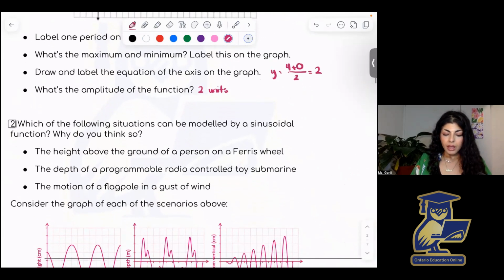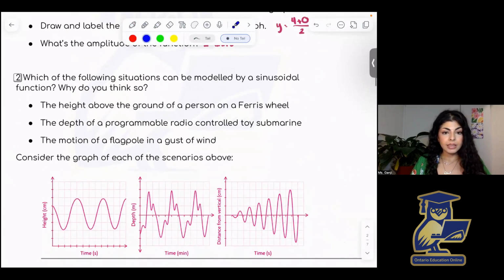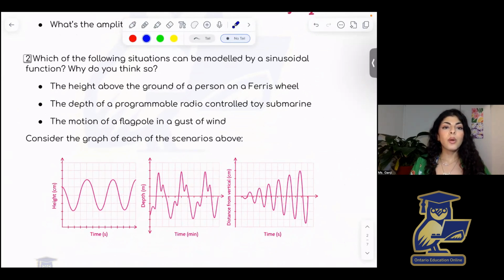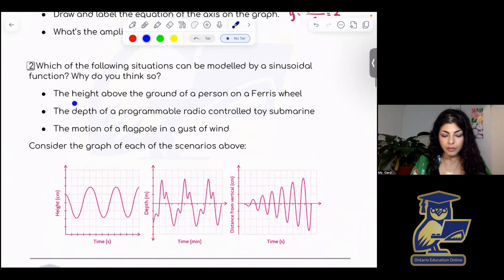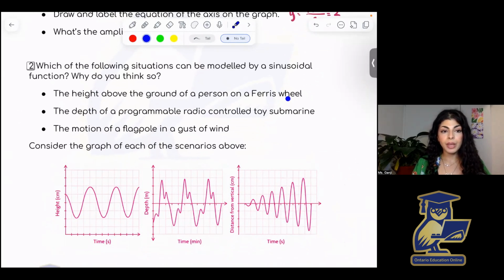Now, in the next graphs here, I want you to think which of these situations are modeled by a sinusoidal function and why do you think so? So first we have the height above the ground of a person on a Ferris wheel. Then we have the depth of a programmable radio-controlled toy submarine. And finally, the motion of a flagpole in a gust of wind. And these are the corresponding graphs as well.